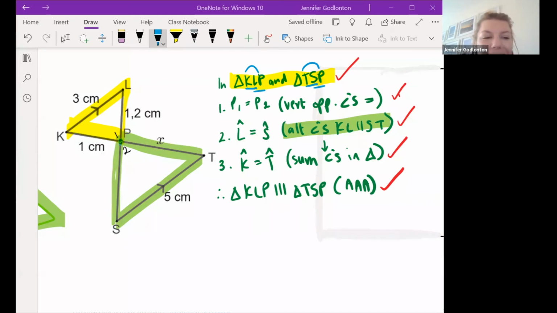Ma'am, in the introduction, by triangle KLP and triangle TSP, why didn't you put the similar sign there? So, okay, in our introduction, we don't know that they're similar yet. We're just talking about which triangles we're looking at. So we would only have the similar sign in our conclusion. In our introduction, we're always going to have the word and.